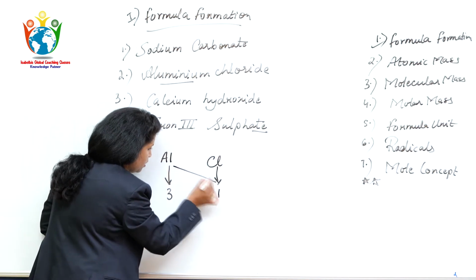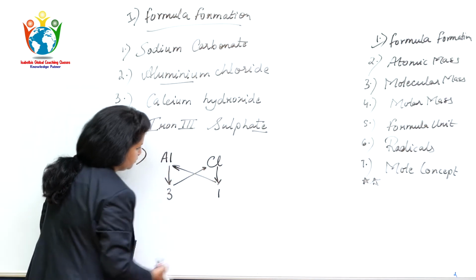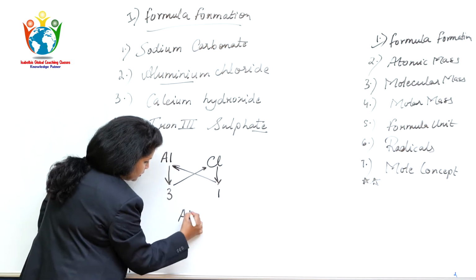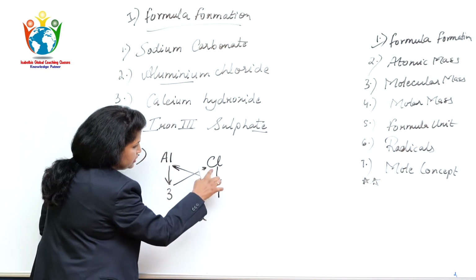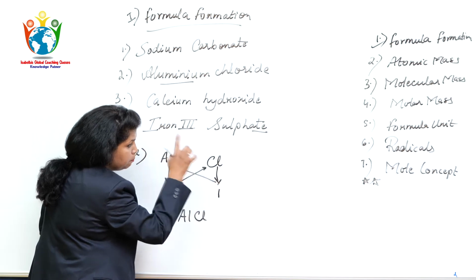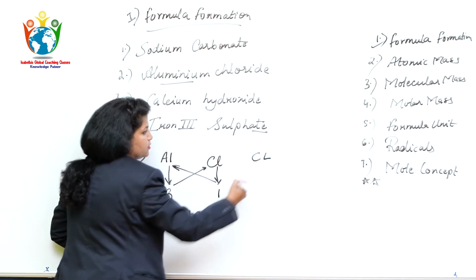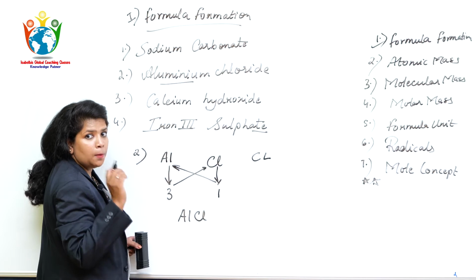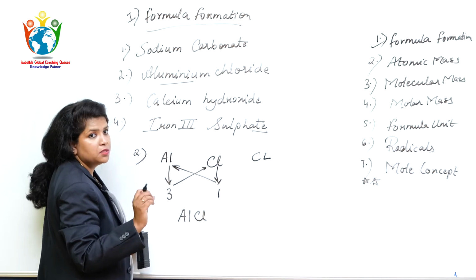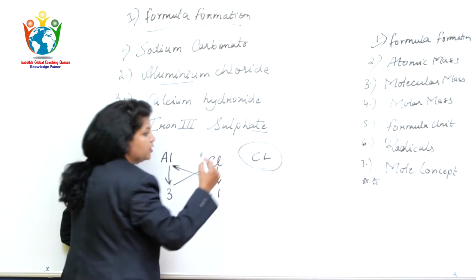Okay. Cross multiply. I will copy down the symbols as they are. Now you just see C capital, small l. Please, some children write it like this. Whoever makes this mistake, be careful. Next time don't make the mistake, because if you write this, it is wrong.